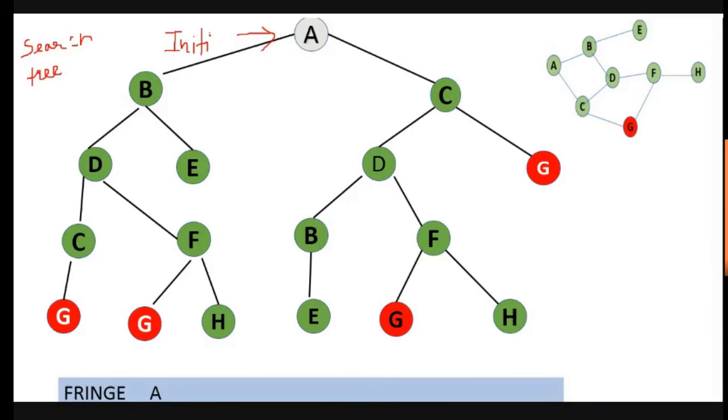This is the initial position. This is the initial state. So my fringe, or you can say my queue, or open folder. Many people go with different names. Sometimes it is called a fringe. In artificial intelligence, we'll call this open. This is a fringe.